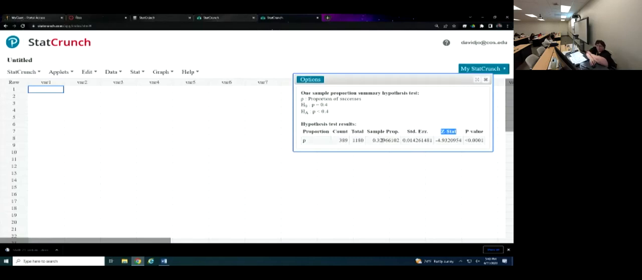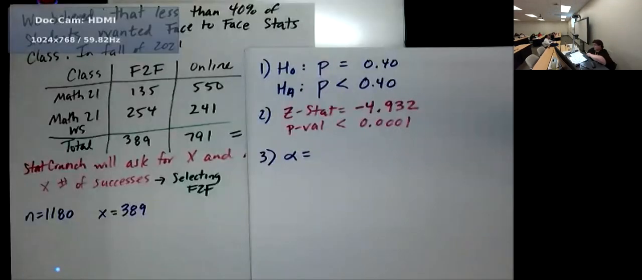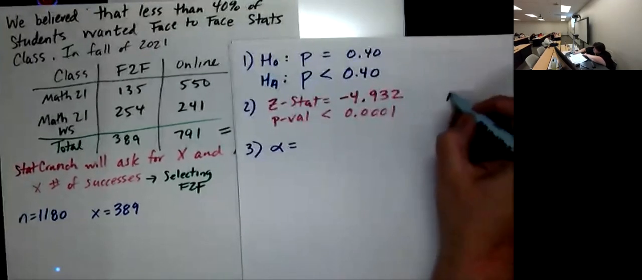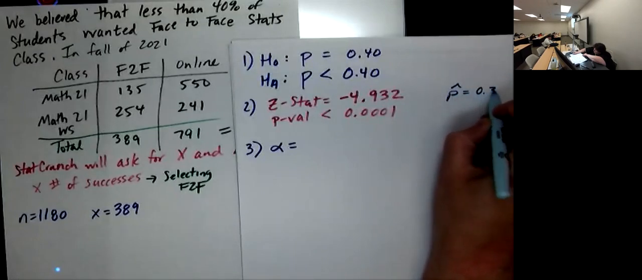Notice it gives the sample proportion right here. This 0.3296 is actually 389 divided by the 1180. They're telling you what the sample's proportion was. So the sample had like 33% of over 1,000 students wanting face-to-face, which means the rest wanted online. We're trying to see if it's less than 40%. So it showed, yeah, it was 0.329 something, which is about 33%.